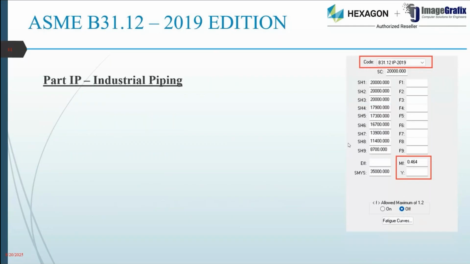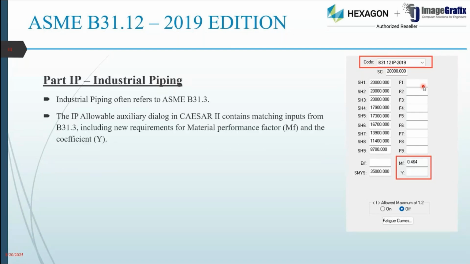So what does each indicate? When I go with B31.12 IP, industrial piping refers to B31.3. When I see the window on the screen, I can clearly see that it resembles my regular B31.3 piping window. So what makes it different from B31.3? In IP, the allowable auxiliary dialog box in CAESAR II contains matching inputs from B31.3, including new requirements for material performance factor and coefficient. These are the two additional parameters in B31.12 compared to B31.3.